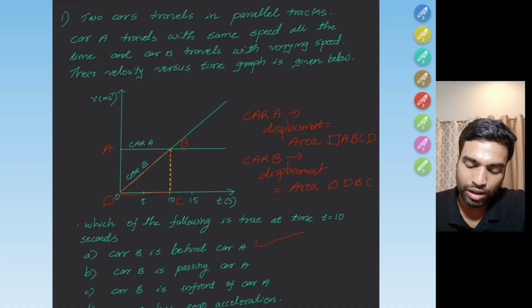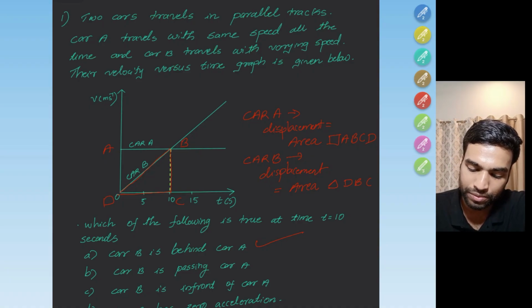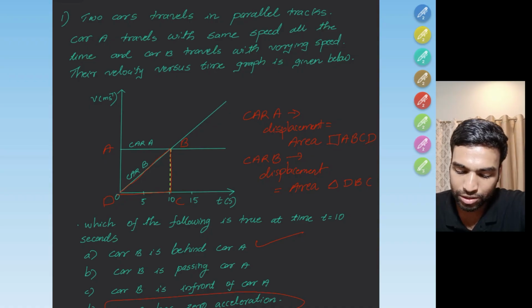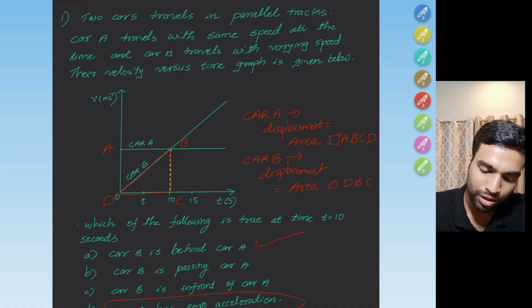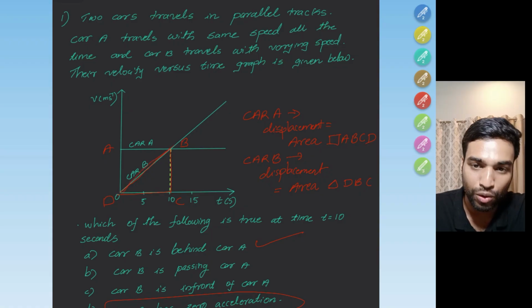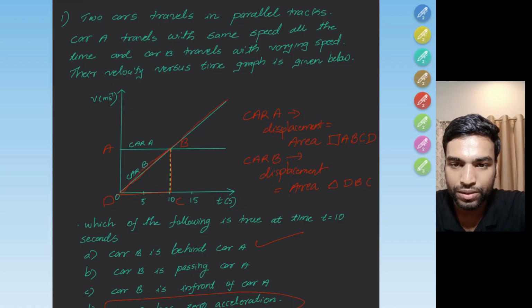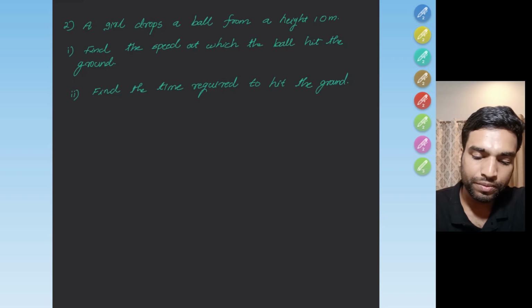Good. And car B has zero acceleration. There's an option like this. Why is it not true? Because car B's velocity versus time graph is a straight line with a non-zero slope. So slope is there, that means certain acceleration is there. Correct. Now the question number 2.